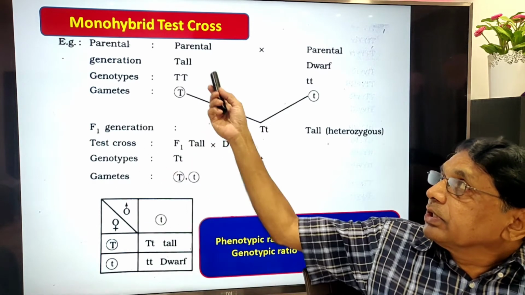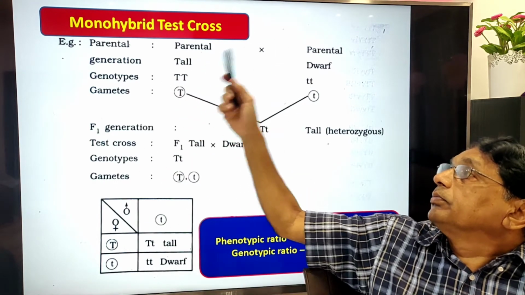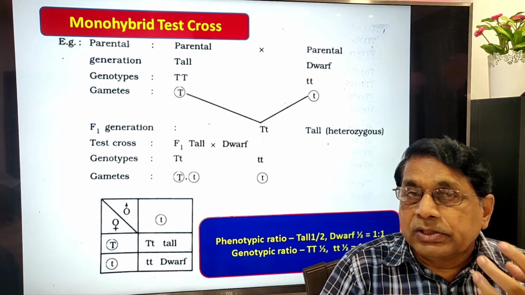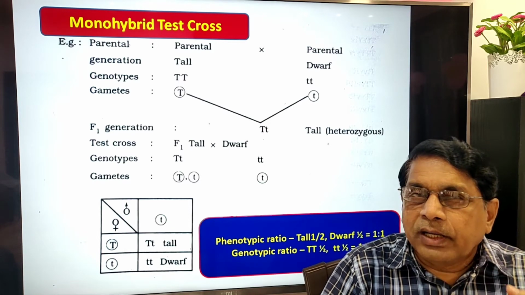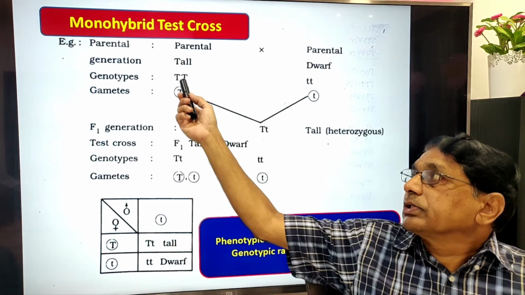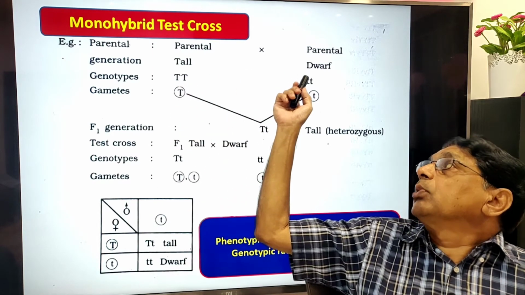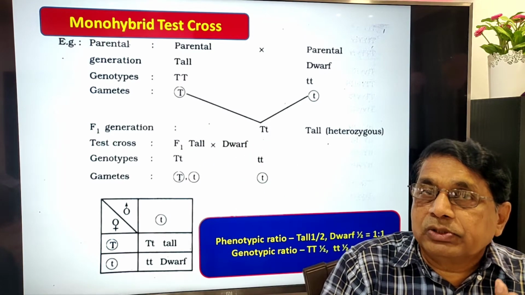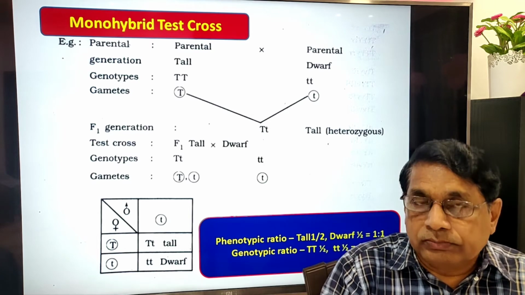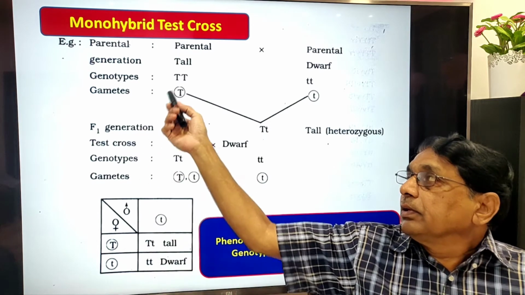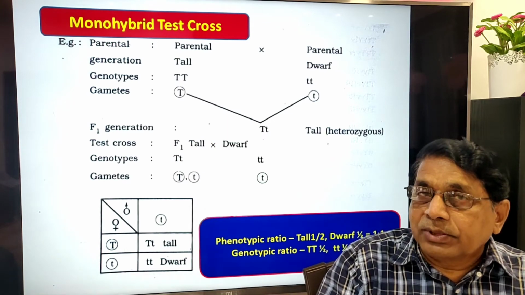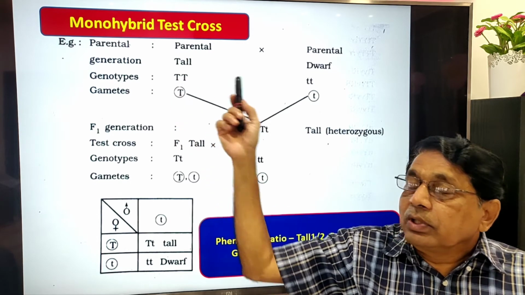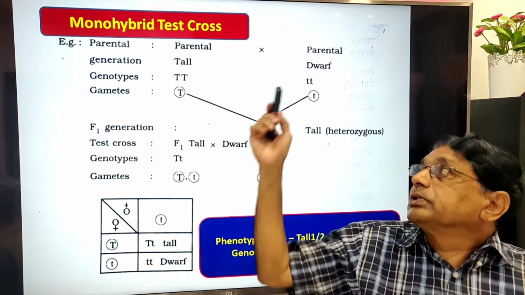So again, this is another monohybrid test cross, parental, tall, dwarf, TT. Mendel just imagined that there should be some factor in the plant that dictates tallness. Capital T, small t, small t. Then when these plants produce the gametes, that means pollen grains and the ovules or eggs, today we know that reduction division will take place. The gametes will be haploid. So the gametes of this plant will carry only T, whereas this one carries small t.